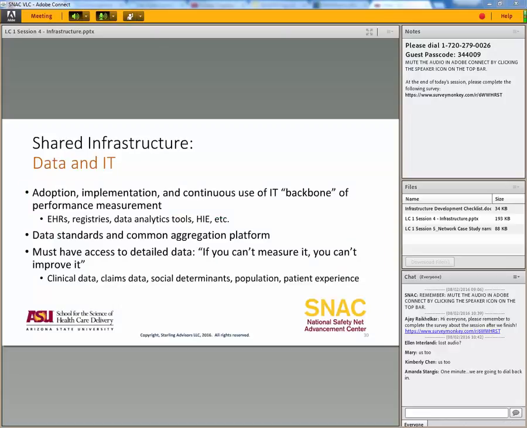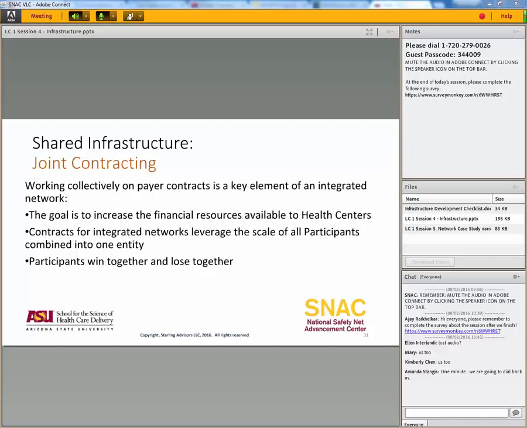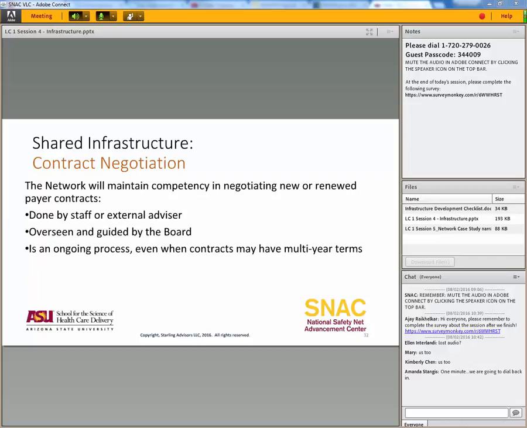Shared data and IT, we've talked quite a bit about. EHRs, registries, other data analytics tools, and some networks will get by simply with establishing data standards and then looking to service some capability of aggregation of data. Joint contracting is the last one, and that's really the one that's focused on obtaining the payer contracts that improve financial resources to all participants and create the integration around essentially improvement of clinical and financial outcomes.